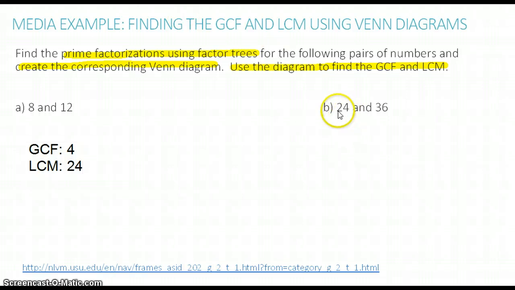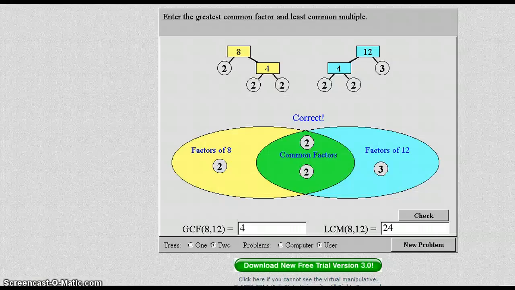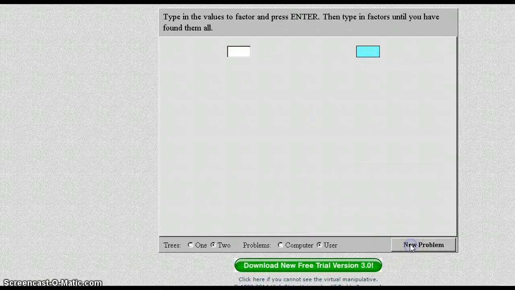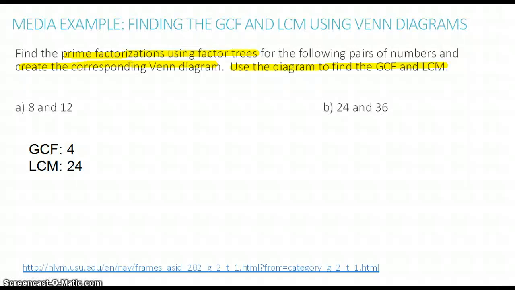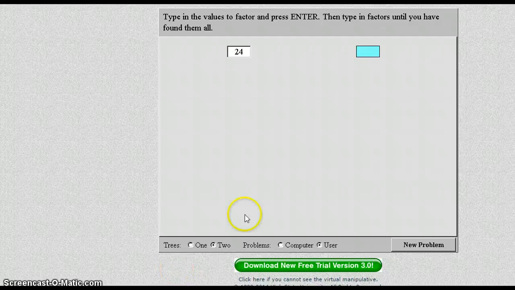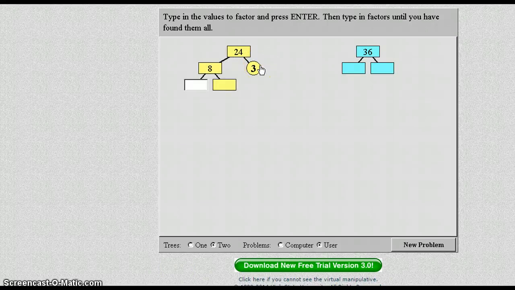So now let's find 24 and 36. Let's find their GCF and LCM. So now I'm going to click New Problem, 24 and 36. And I'm going to start factoring. So 8 times 3, 4 times 2, and 2 times 2. So this is 24's prime factorization.